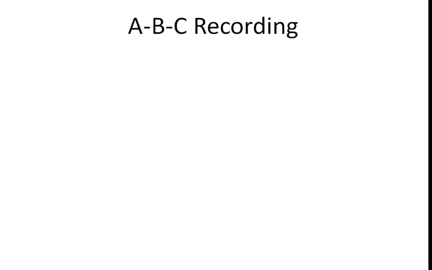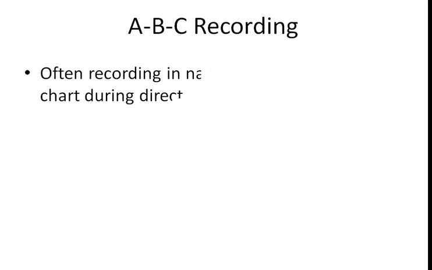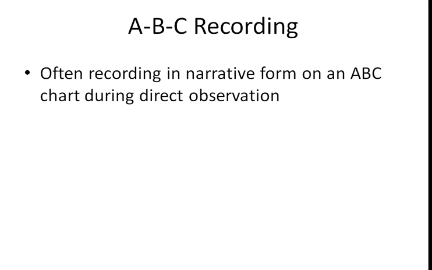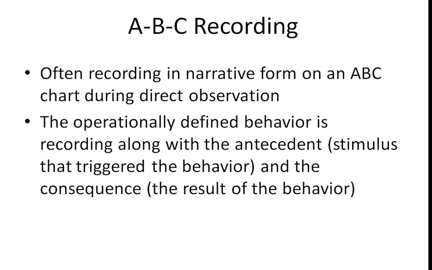The last method is the ABC recording. This is a little more difficult to do while you're teaching, so is usually done during direct observation and often in a narrative form on an ABC chart. The operationally defined behavior is recorded along with the antecedent, the stimulus that triggered the behavior, and the consequence, the result of the behavior.